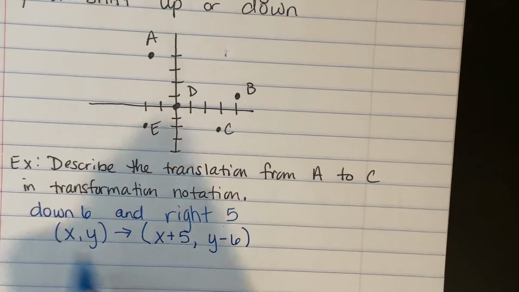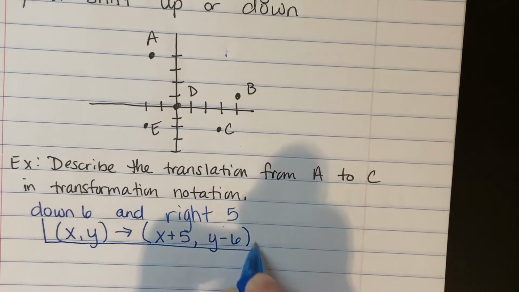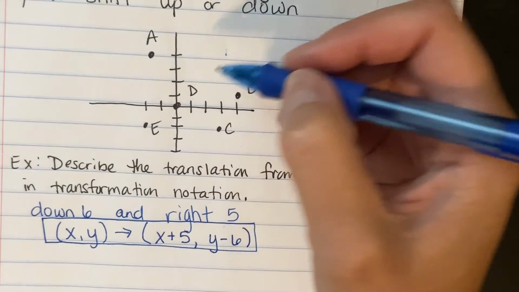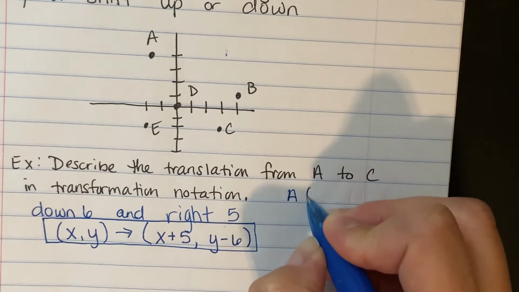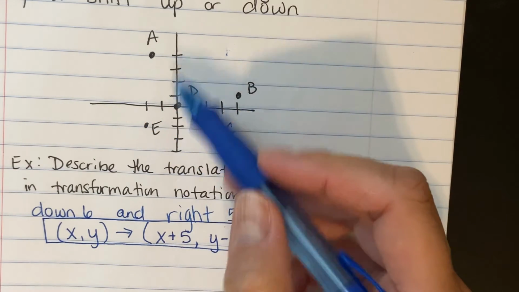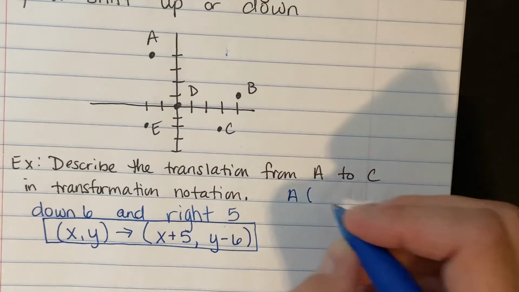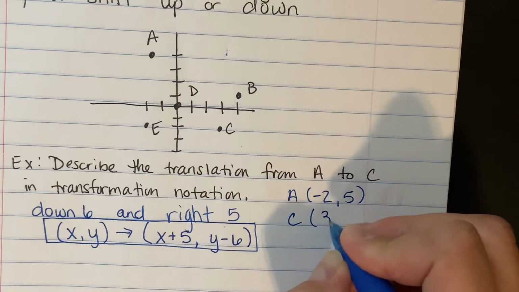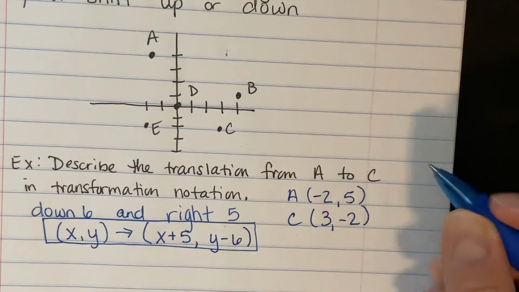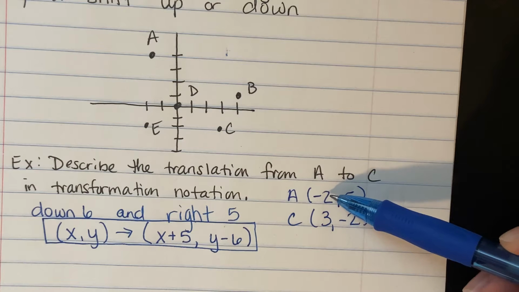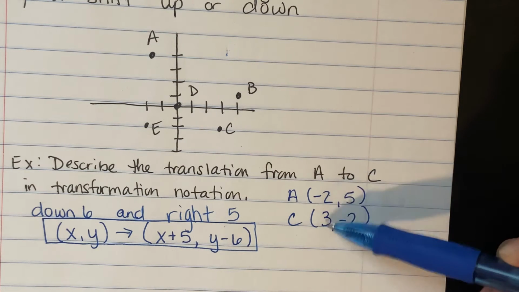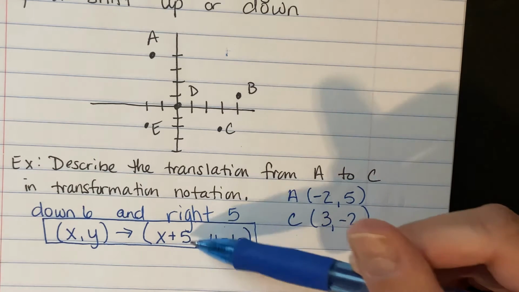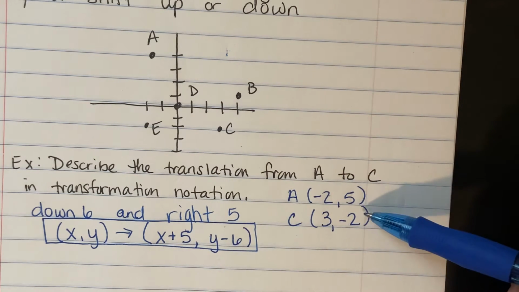And so this would be your answer right here. If you look at it, if I wrote the coordinates for A, I get -2, 1, 2, 3, 4, 5, right? -2, 5. And C is 3, -2. Well, if you look at the X value, it went from -2 to 3. Well, what do I add to -2 to get to 3? I add 5.